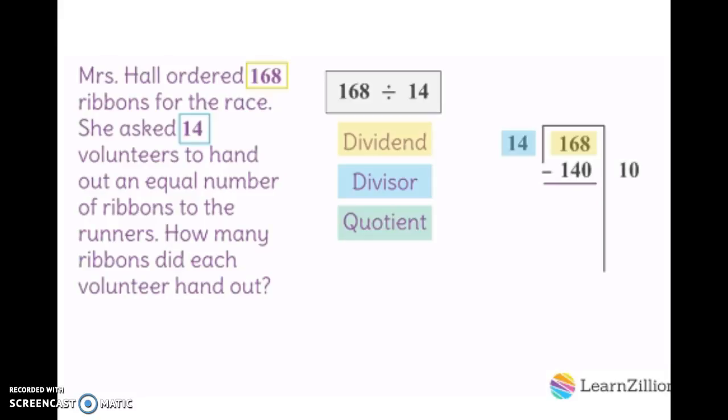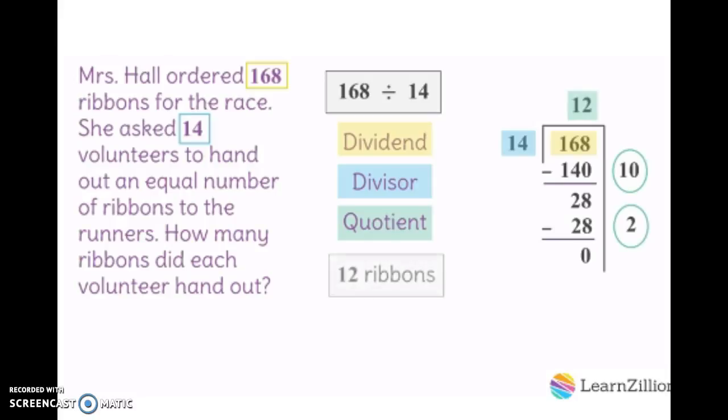Now I subtract that from my dividend and I'm left with 28. 2 groups of 14 equals 28. Now it's time to add my partial quotients together to get the quotient. 10 plus 2 equals 12, so 12 ribbons were handed out by each volunteer.